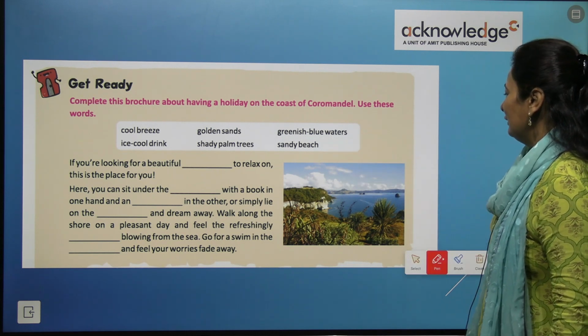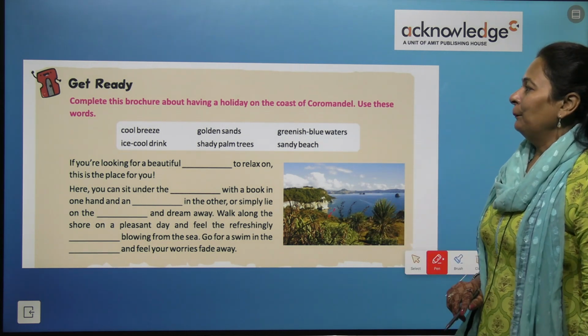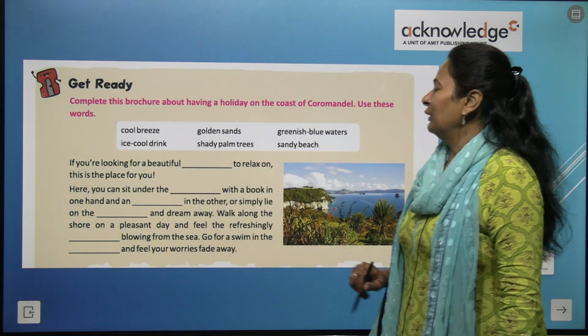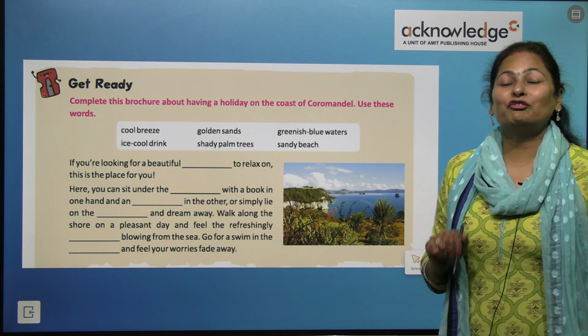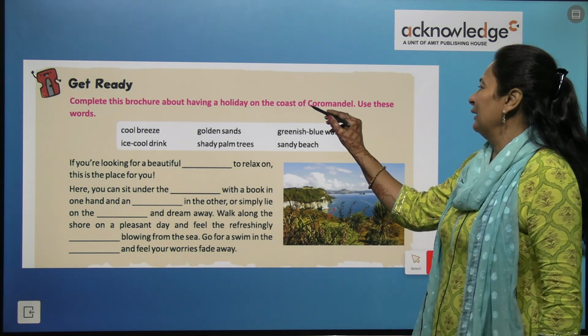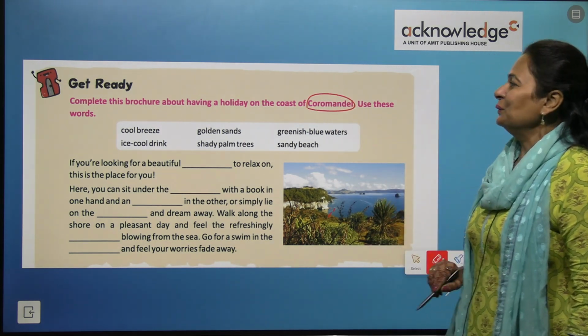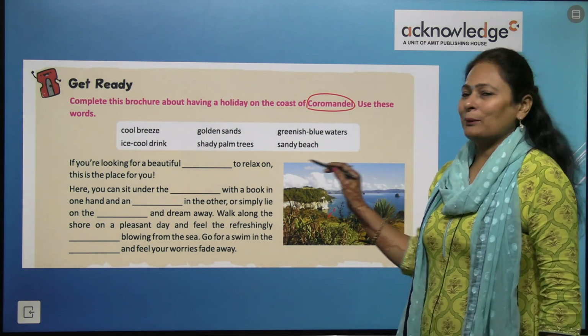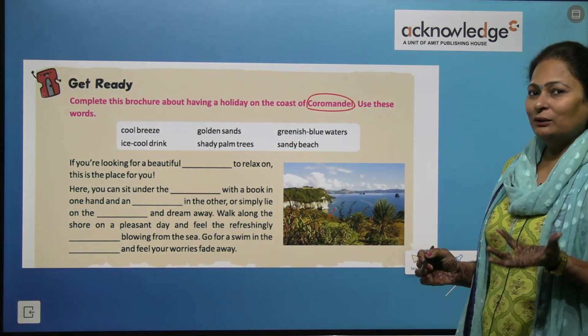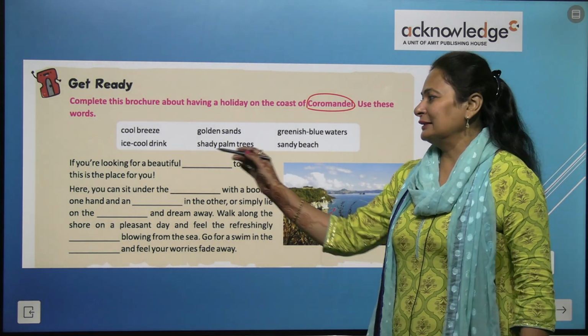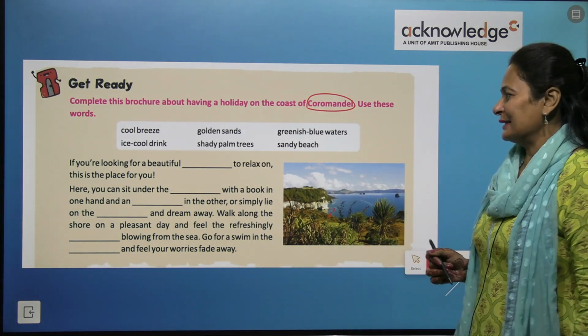Have a glance at this picture. Complete the blurb about having a holiday on the coast of Coromandel. Coromandel is a coast. Use these words here. Some words have been given in the box. You need to find the appropriate word and complete this, right?